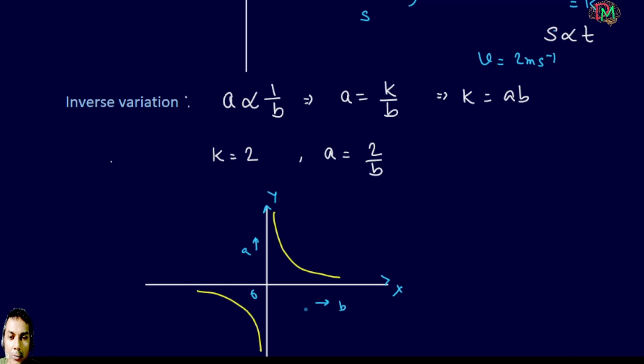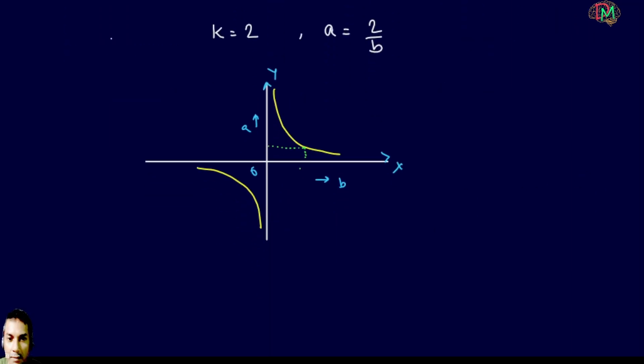So if a increases, meaning the value rises, then b will reduce, in the left direction. If b increases, for example here, then the value of a will decrease. Clear?